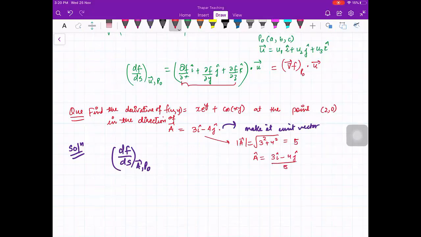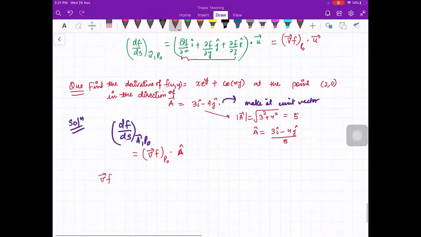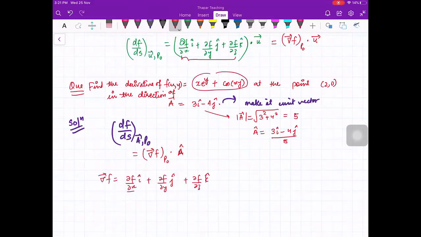Now we know that this is equal to the gradient of f at the point p naught, dot with your unit vector. Now what is the gradient of f? Gradient of f is curly f by curly x i cap plus curly f by curly y j cap plus curly f by curly z k cap. Now curly f by curly x: e raised to y minus sin xy into the derivative of xy with respect to x, that will be y i cap, plus curly f by curly y.